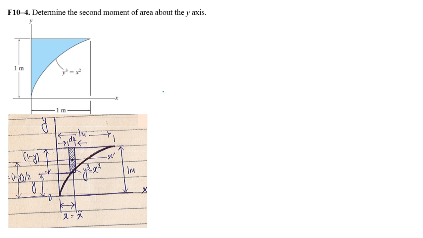So now you have realized that if you are being asked to calculate the second moment of area about the y-axis, then you have to consider the strip that is parallel to the y-axis. And if you are being asked to calculate the second moment of area about the x-axis, then you have to consider the strip that is parallel to the x-axis in order to satisfy the equal moment arm condition.